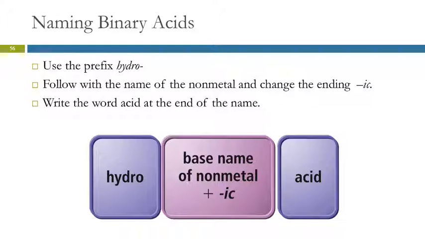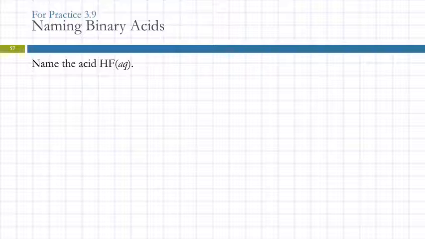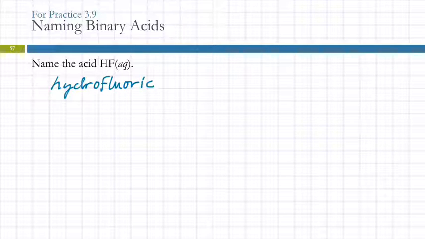So let's look at the binary acids first. Binary acids use the prefix hydro. Then you take the base name of the nonmetal element in there and you change the name to ic and you throw the word acid at the end. So here's an example, HF with AQ after it. That tells us we're supposed to name this as an acid. This is a binary acid. It doesn't have any oxygen in it. So we use that prefix hydro. And we take the element name fluorine and we change its ending to ic, fluoric, hydrofluoric, and the word acid.